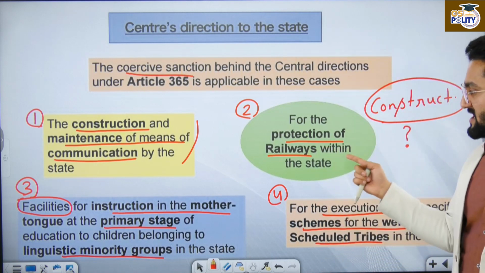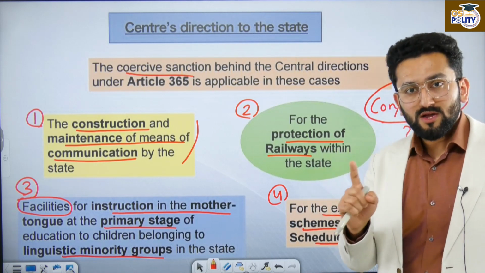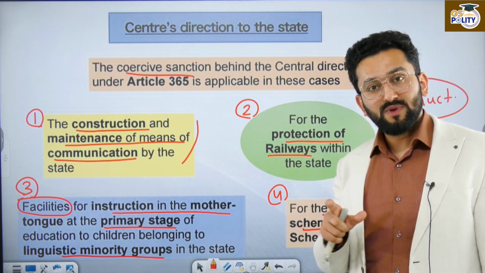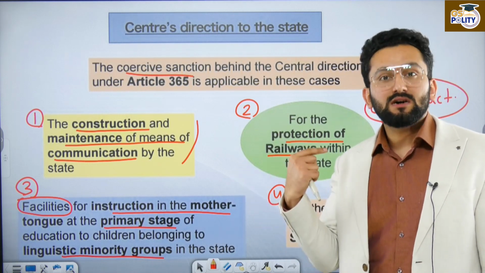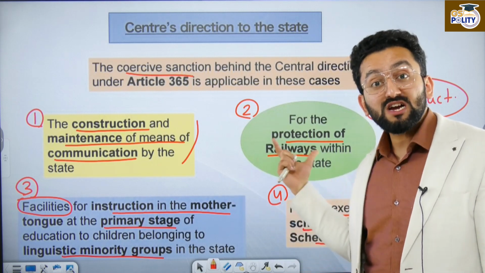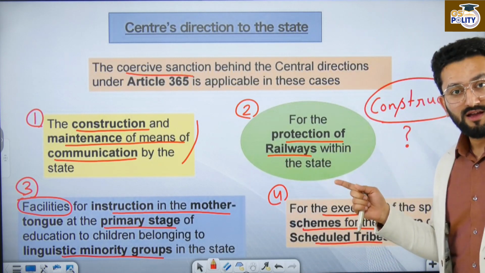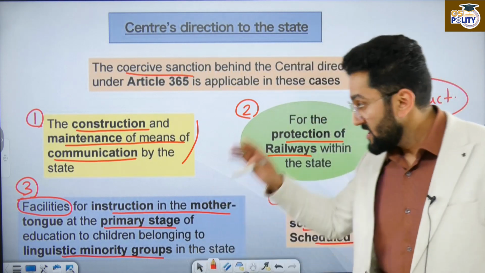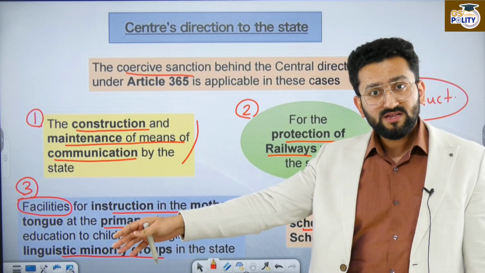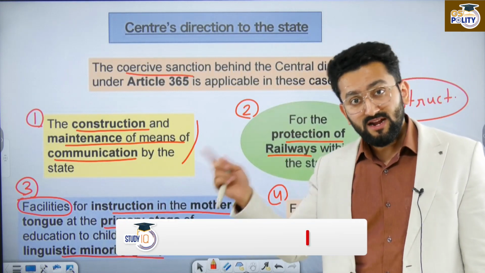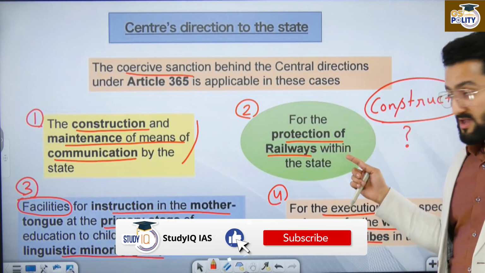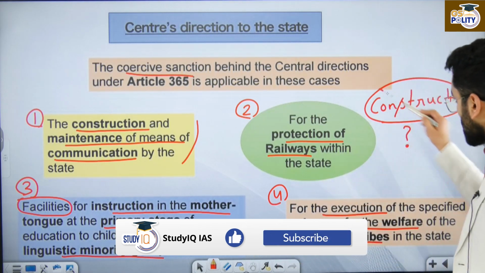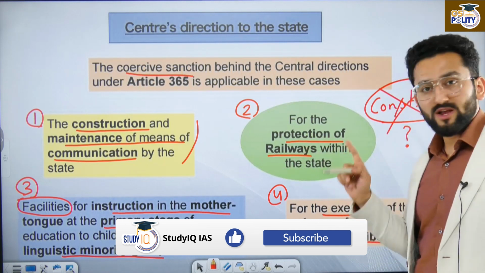Now, for the protection of railways within the state, please remember, it mentions protection of railways, because we have a railways department at the center, which is responsible for construction of railway lines. Construction of railway lines is not done by the state. So the direction will say, we have built these railways, and now you have to protect them, right? So construction as a term for this direction is not there. This is just for protection.